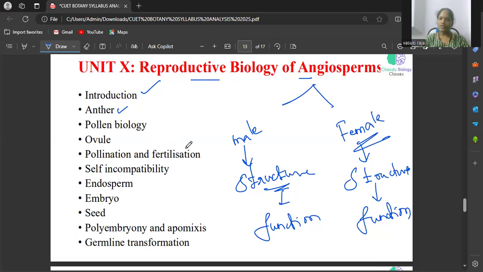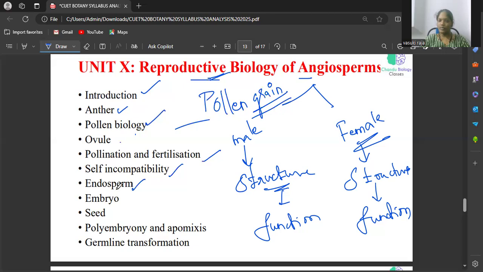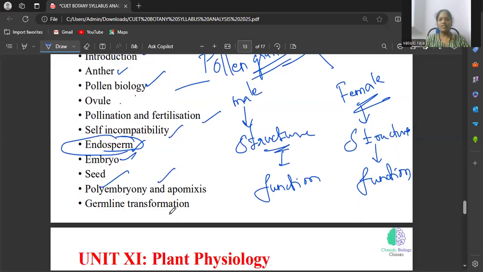Whenever we are studying reproduction in plants, definitely we come across the word pollen grains. Whenever we study pollen grains, we should not leave topics like pollinating agents. What is pollination? Everything will be discussed in detail in pollen biology and ovule, pollination and fertilization, self incompatibility, and endosperm, which is involved in double fertilization. In embryo, seed, polyembryony, and apomixis are the most important topics, along with germline transformation.